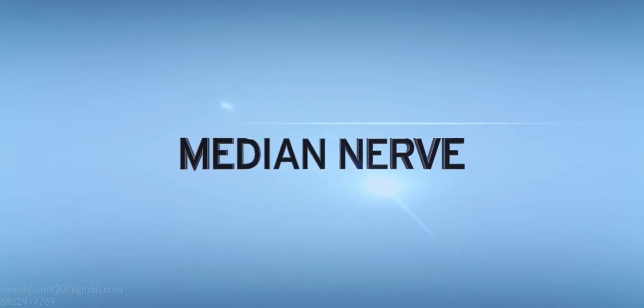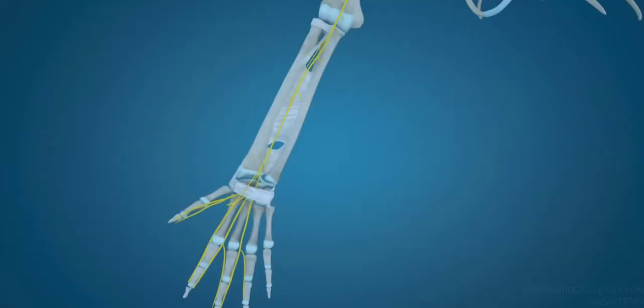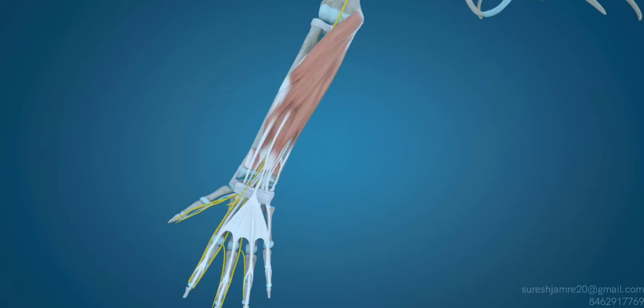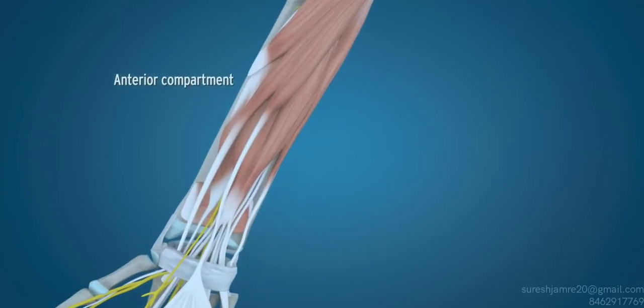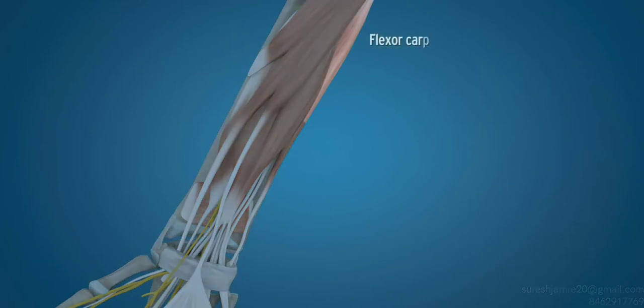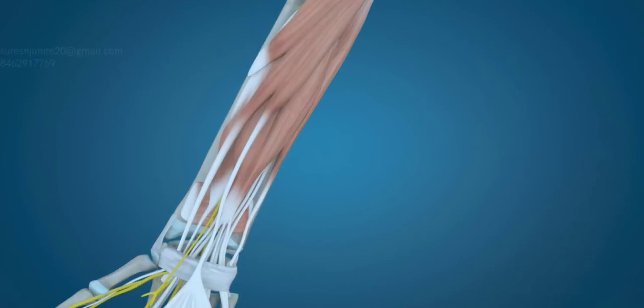Median nerve. This is the chief nerve of the front of forearm. It supplies all muscles of anterior compartment except flexor carpi ulnaris and medial half of flexor digitorum profundus. Since the muscles of forearm are involved in physical work, it is also known as laborer's nerve.